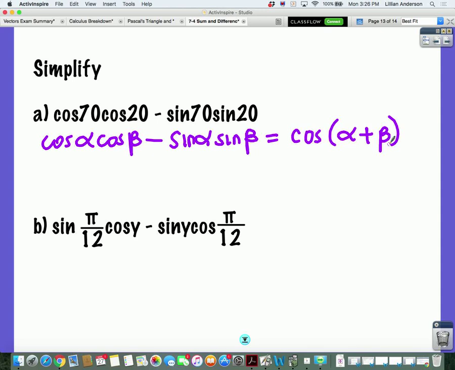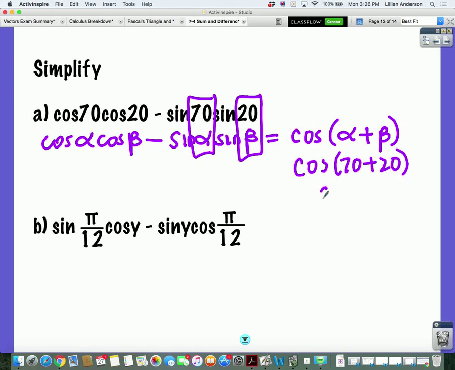So what do we do? Well, we plug in 70 for alpha, 20 for beta, and we get cosine of 90 degrees. Now, it is a simplifying problem. This can keep simplifying. What is the cosine of 90 degrees? That's the x value, 0. So that whole long thing of cosine 70, cosine 20, minus sine 70, sine 20 is equal to 0. That's what that simplifies down to be. And that's it. You just have to figure out, okay, which sum and difference identity is this, and then plug in the values for alpha and beta.